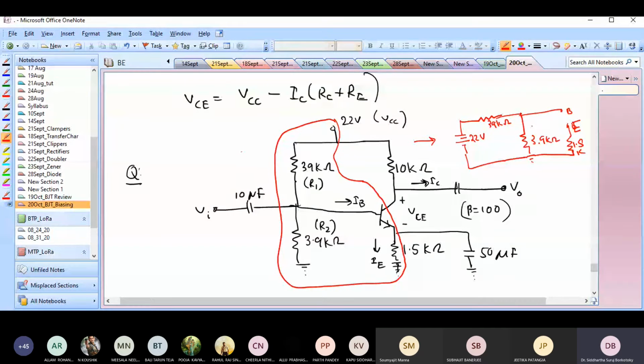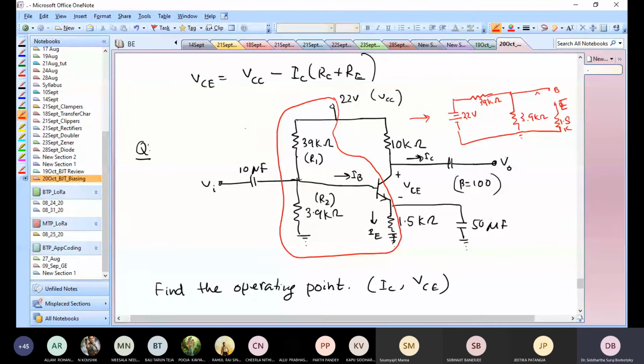So now I want to find out what potential this is. This potential VB or potential VBE. Basically, I want to find out the final goal, which is to find out the current.